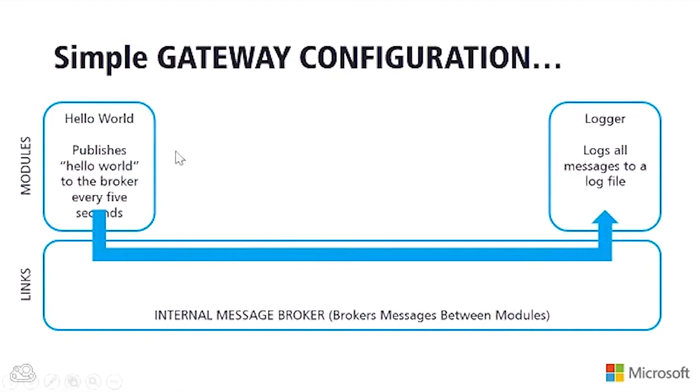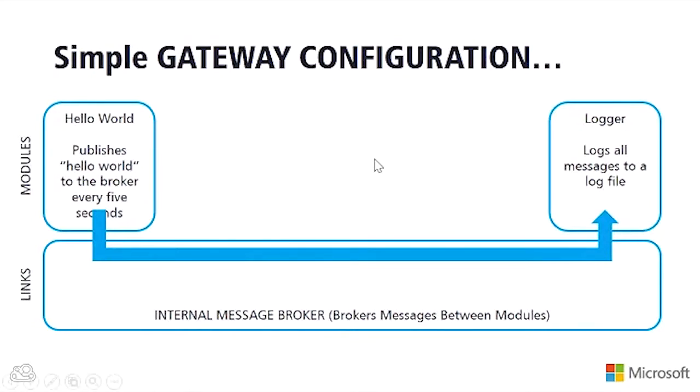This is a simple gateway configuration where I have two modules. One of them is a hello world module that does nothing but publish a message into the broker every 5 seconds that just says hello world. And then we have another module that does nothing but receive any messages that come to it and dump them out to a text file. So in fact, in this simple configuration, there's no IoT, there's no device. This is just two modules communicating with each other down here on my gateway.